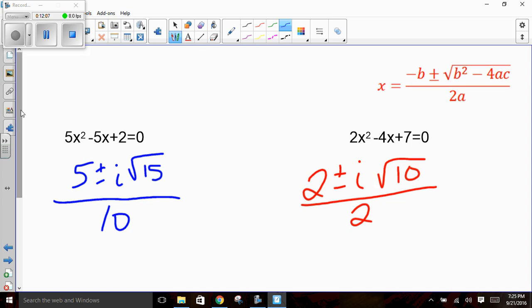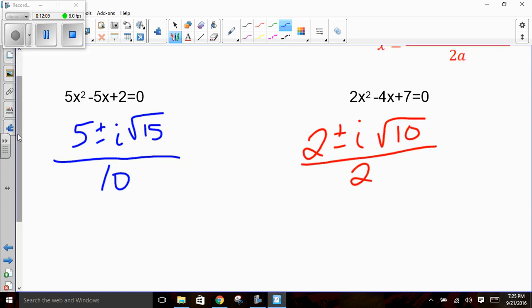However, on the second one, I originally get 4 plus or minus 2i root 10, all divided by 4. I have that 2 value with my i, so therefore I can reduce everything. I can divide everything by 2. So I did. I took 4 divided by 2 and I got 2. Then I took 2i divided by 2 and I got i. And then I took that 4 on the bottom divided by 2 and I got 2.